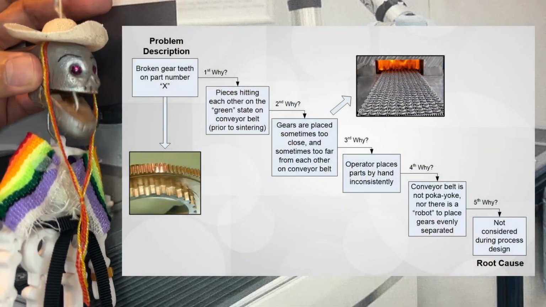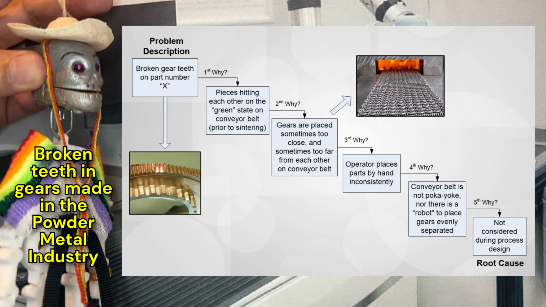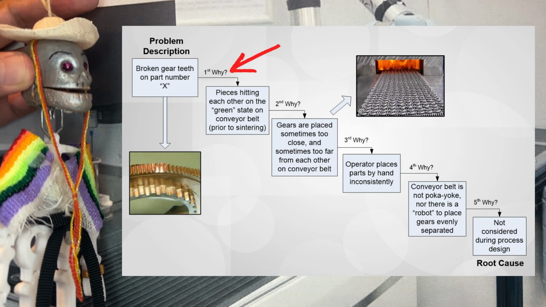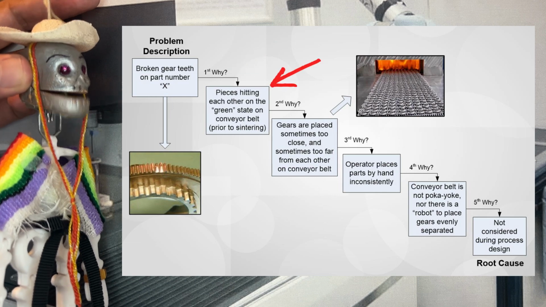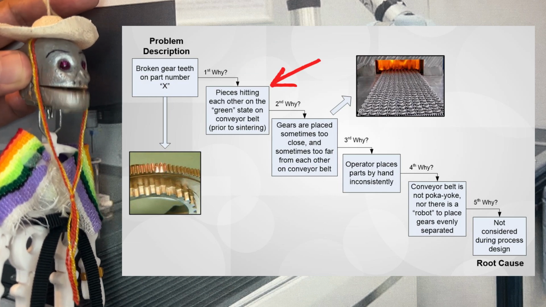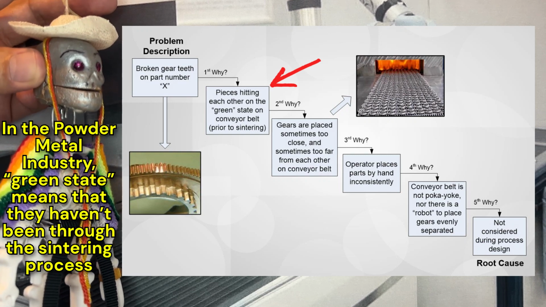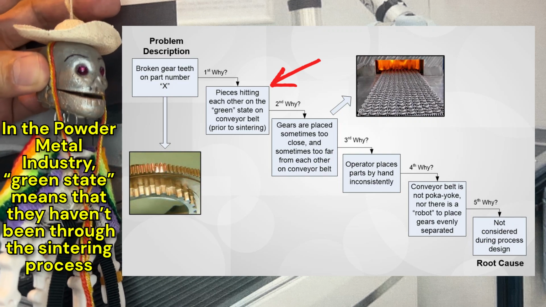In this example, the problem is broken teeth in gears made in the powder metal industry. So, to start our analysis, we need to ask the first why, which is why the teeth are broken. And the answer is because the pieces hit each other on the green state on the conveyor belt. By the way, in the powder metal industry, green state means that they haven't been through the sintering process.